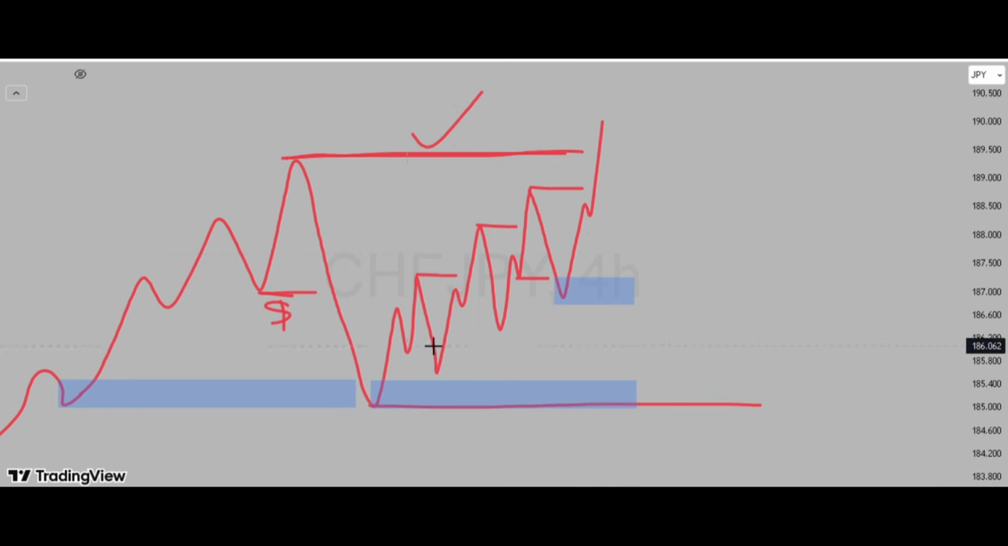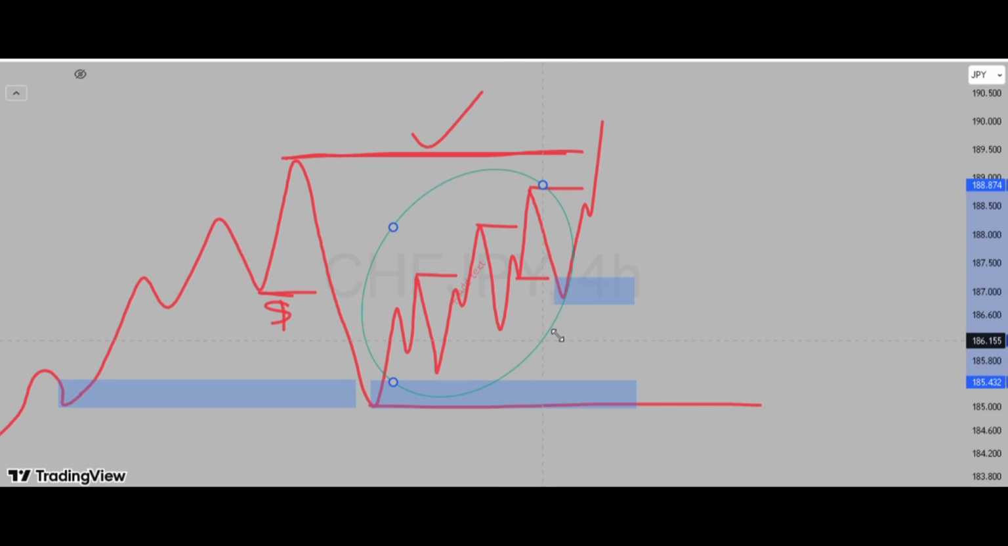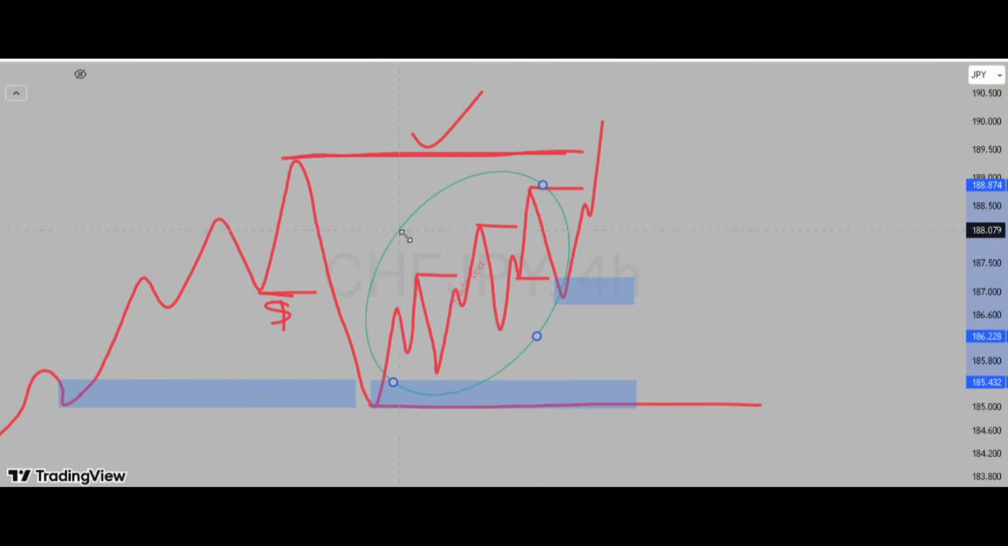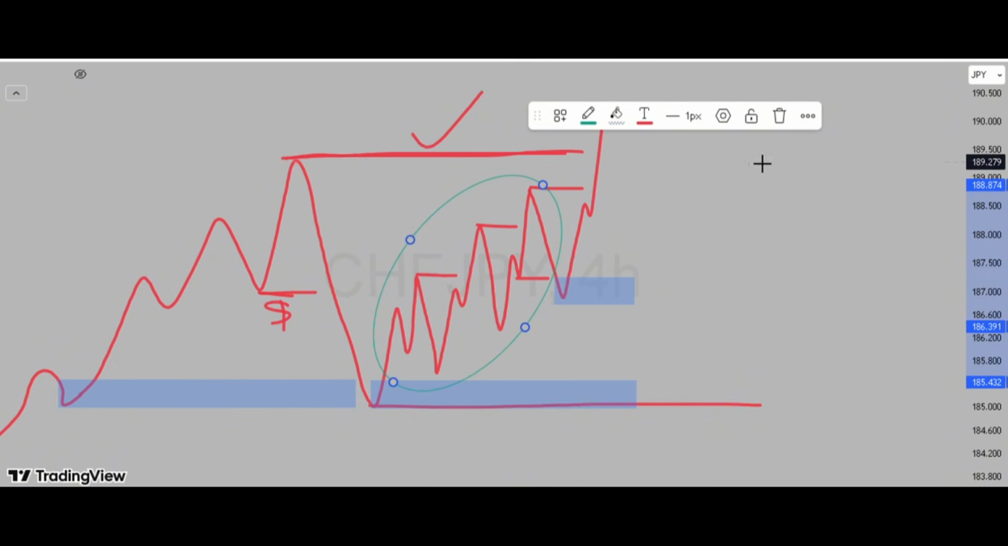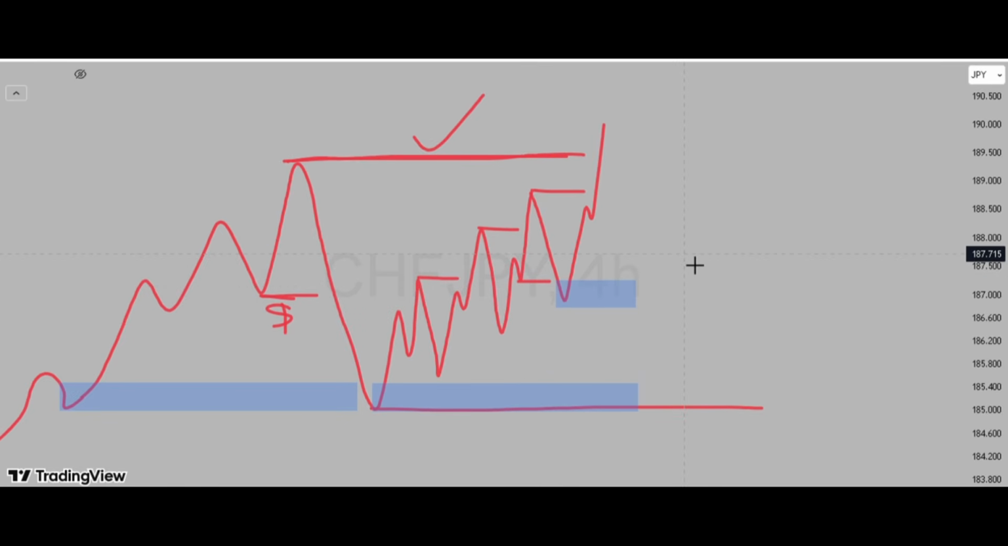All these moves from this level to this level are what I call internal structure. What matters is market is moving from this POI and market is taking this level out. So that's what matters. But if you are paying attention and you want to be scaling in, it will require a lot of practice and a lot of understanding in order to do this.